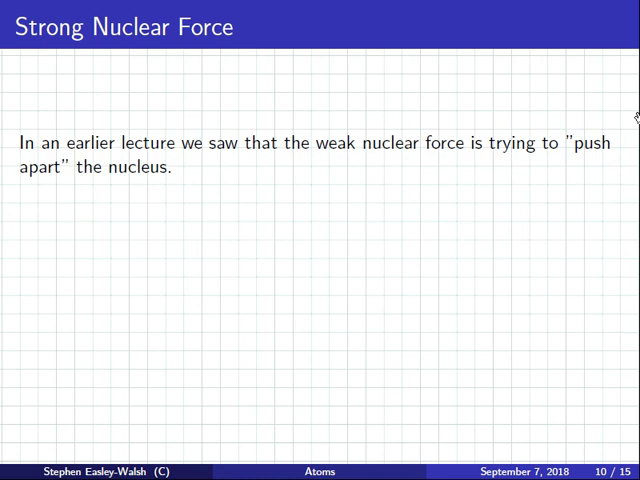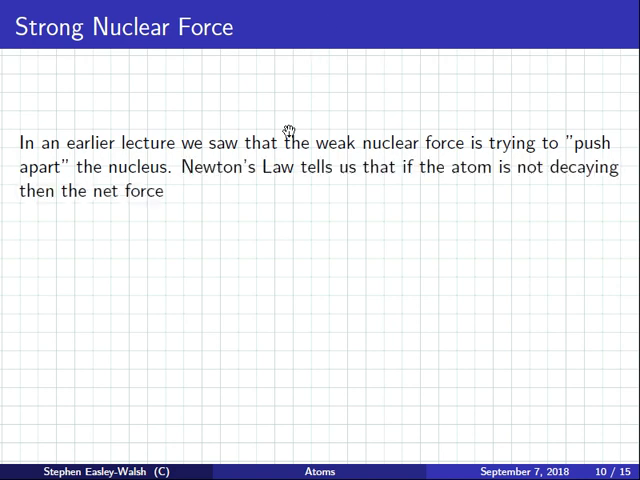Right, so in an early lecture, we saw that the weak nuclear force is trying to push apart the nucleus. So you remember we said we have like your uranium. So there's your uranium, and then there's radiation coming off of it. So what happens is the uranium is literally breaking down. It's falling apart. And we said there must be some force that is pushing it out. And we called that the weak nuclear force. Well, Newton's law tells us that if the atom's not decaying, then the net force should be zero.